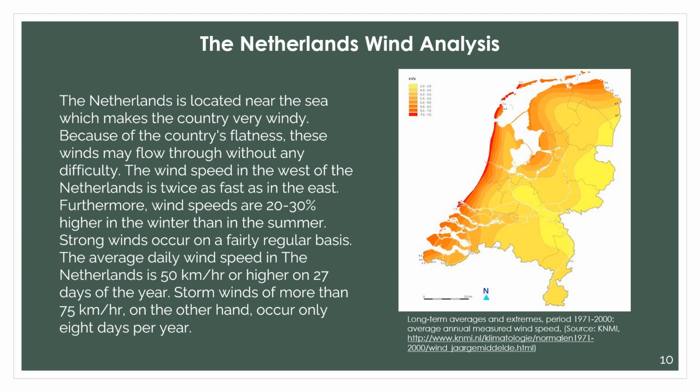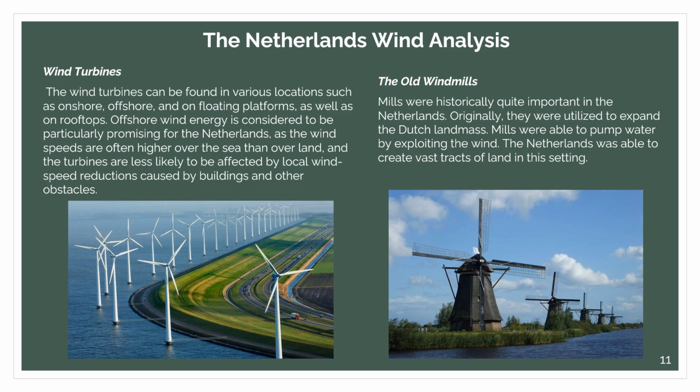The average daily wind speed in the Netherlands is 50 kilometers per hour or higher on 27 days of the year. Storm winds of more than 75 kilometers per hour, on the other hand, occur only 8 days per year. There are many wind energy sources in the Netherlands. One of them is wind turbines.